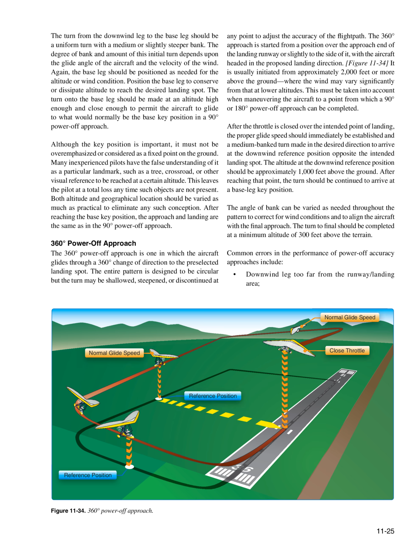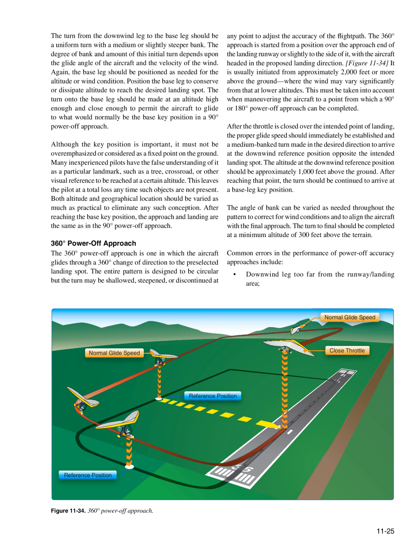Many inexperienced pilots have the false understanding of it as a particular landmark, such as a tree, crossroad, or other visual reference to be reached at a certain altitude. This leaves the pilot at a total loss anytime such objects are not present. Both altitude and geographical location should be varied as much as practical to eliminate any such conception. After reaching the base key position, the approach and landing are the same as in the 90 degrees power-off approach.